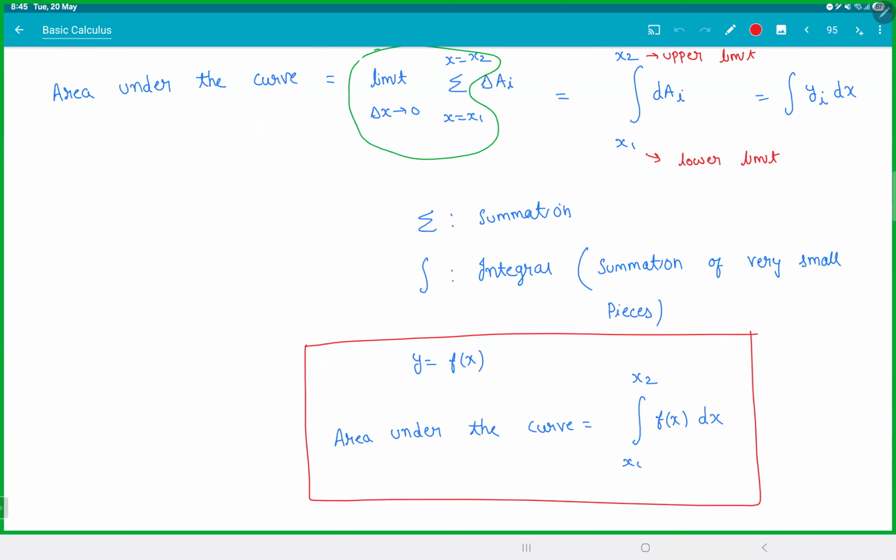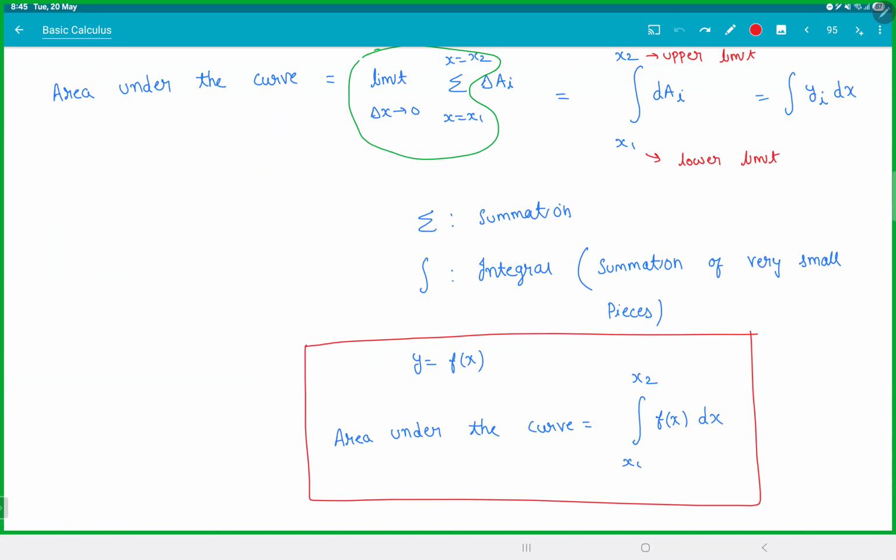But we don't want to write that every time. So we replace that entire symbol with one thing called an integral symbol. This is how you read this: integral f of x dx, meaning when you go from x1 to x2, the area under the curve f of x is this much. Clear with this? So just understand that.